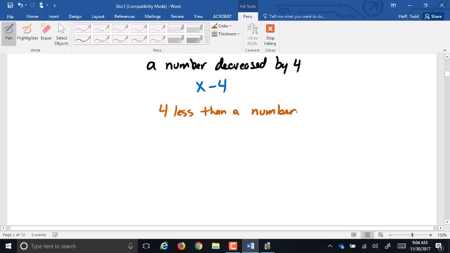Just like 7 more than a number, or a number increased by 7, we're adding the 7 on the end. 4 less than a number implies that the 4 is being subtracted. So it has to be X minus 4. Any others you can think of? We had decreased, but reduced. That's what you're looking for. I figured that's where you were going with it. Number reduced by 4.